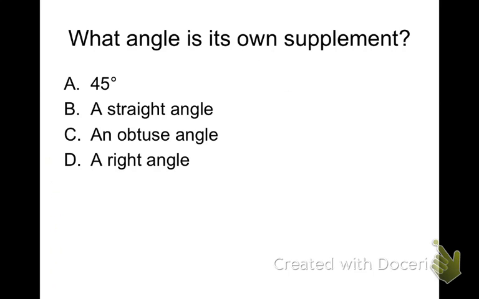What angle is its own supplement? So that would be an angle that, if we double it, we get 180 degrees, or in other words, half of 180 degrees. 90 degrees is a right angle.